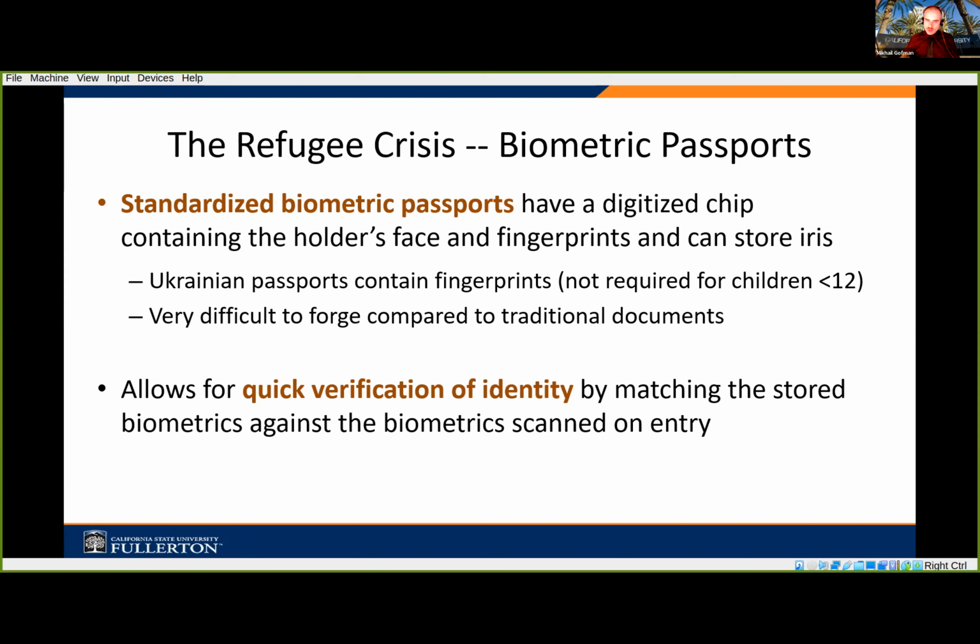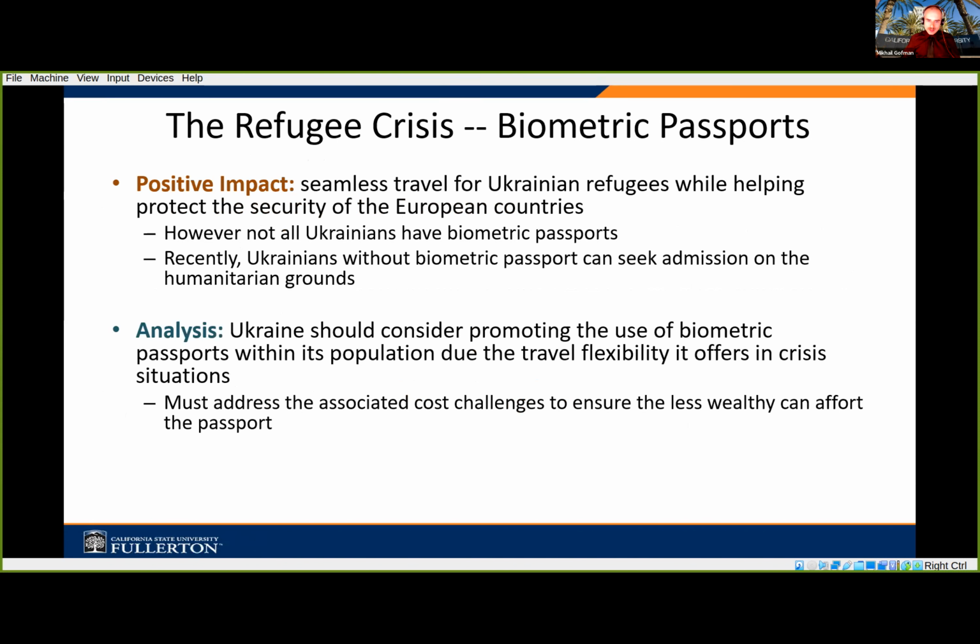And whether the passport actually belongs to the holder can be verified by scanning the holder's fingerprints, for example, in the case of Ukrainian refugees, and then seeing if those fingerprints match the fingerprints in the passport that they present. So one of the issues, though, which we need to be aware of is that not all Ukrainians actually possess a biometric passport.